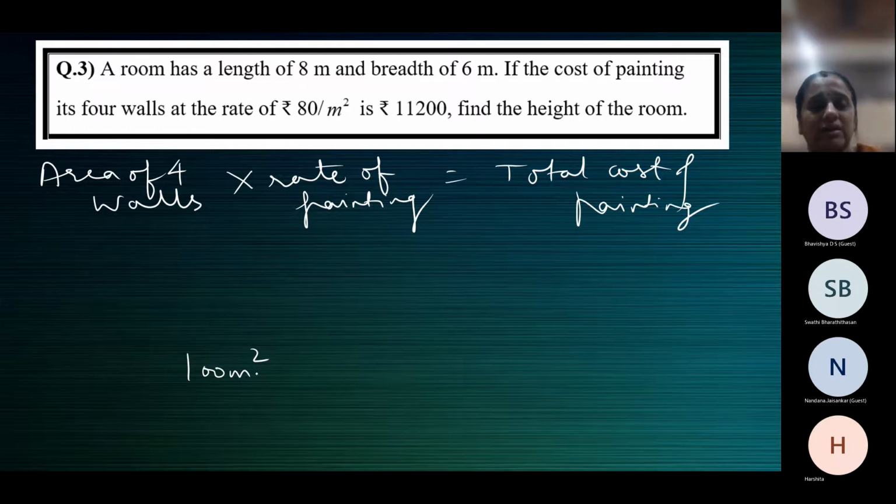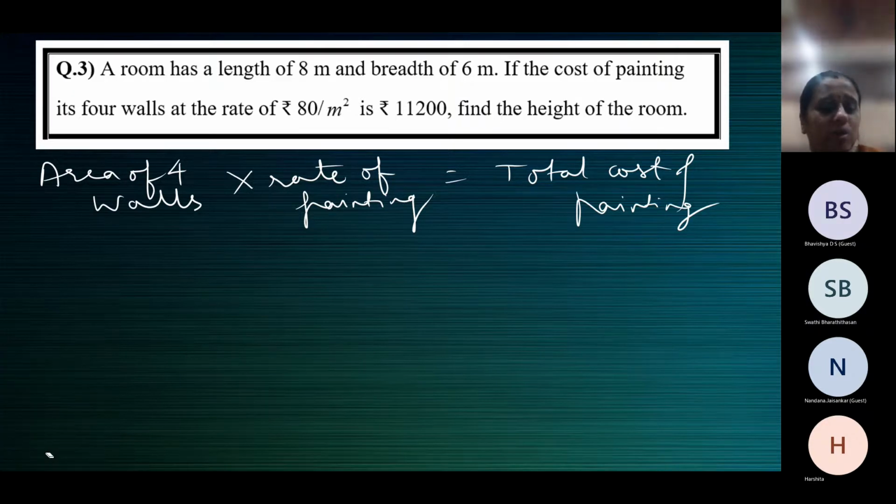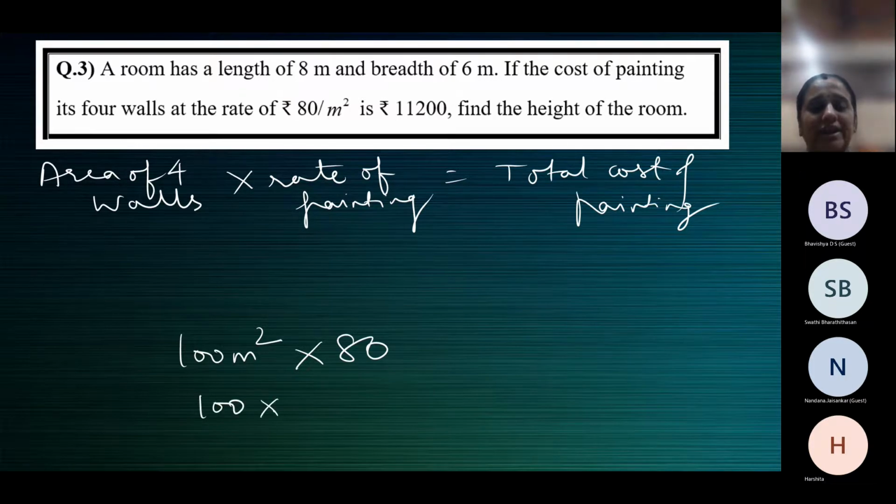So 100 meters square will be 100 into 80, correct? To paint 1 meter square, you'll have to spend 80 rupees. To paint 100 meters square, you'll have to spend 100 into 80. So whatever is the area of 4 walls, 100 meters square, into the rate of painting, 80 rupees, will be the total cost. So the total cost will be rupees 8,000.